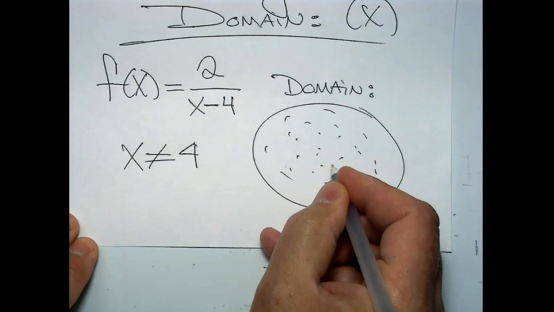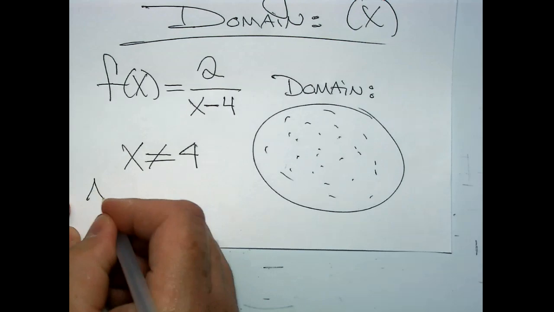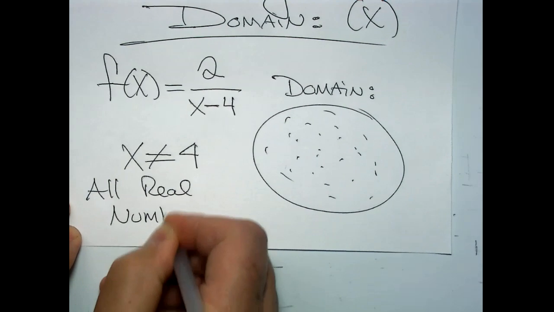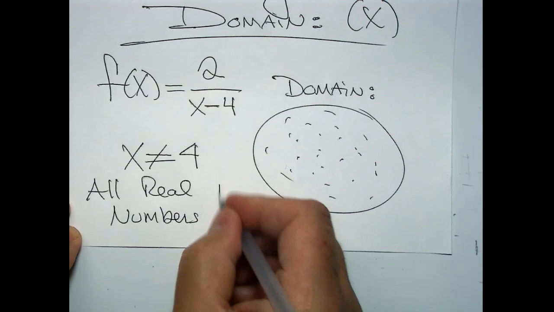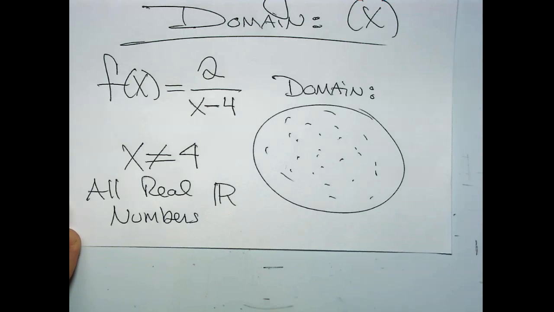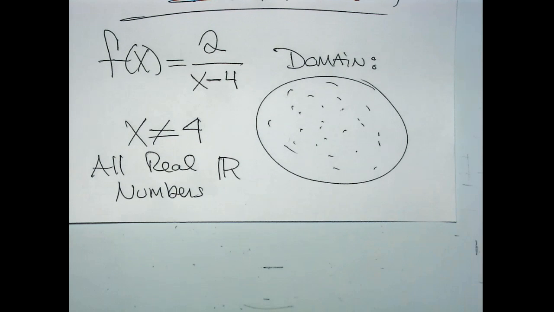So 4 is not in here. And you could say all real numbers except for 4. And there's a symbol for all real numbers, by the way. It's an R that looks like that. So that's the domain for this problem.